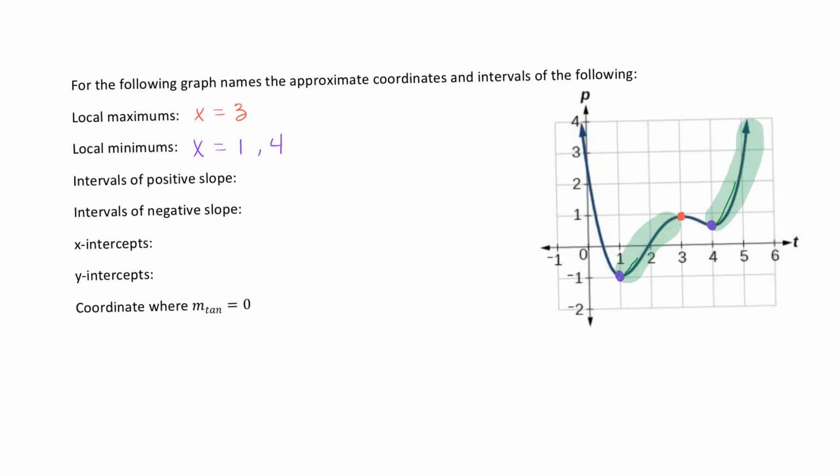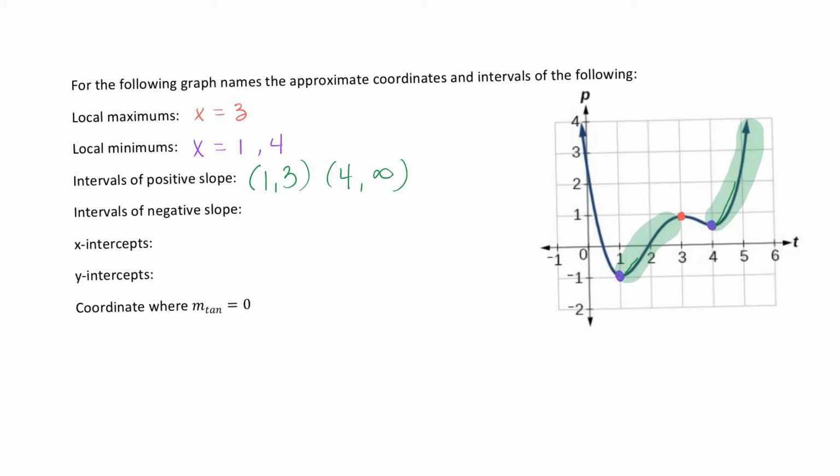So our positive slope is going to happen at two places. It's happening on an interval between 1 and 3, and then again on the interval from 4 to positive infinity.